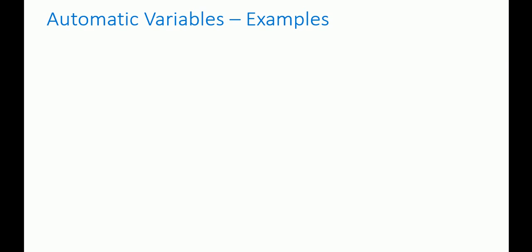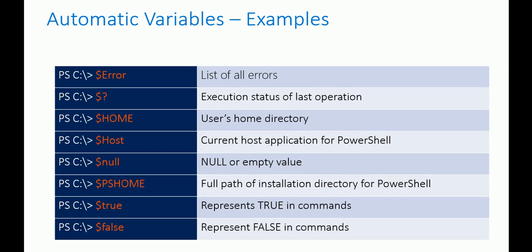Now here are automatic variable examples. I listed a few of the variables, not all. I will show how you get all of them, but these are the variables mostly used in PowerShell. Dollar error, if you use that, will list all the errors in your PowerShell code. Dollar question mark is the execution status of the last operation, that is, what the last operation status was.